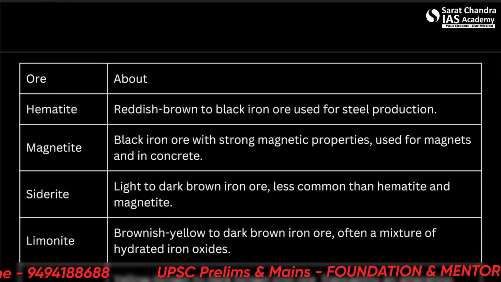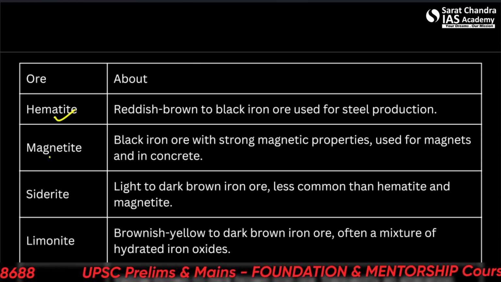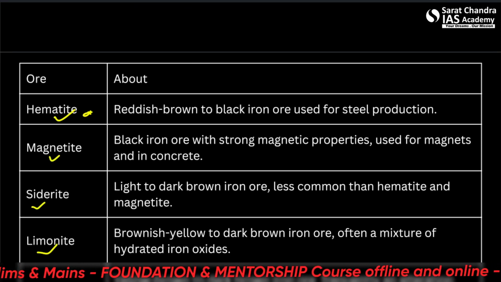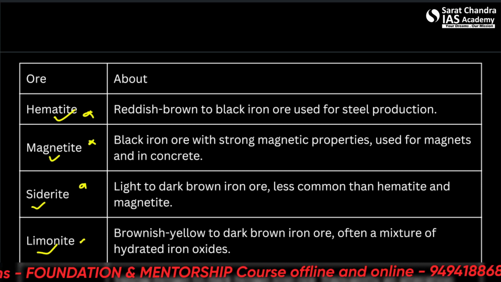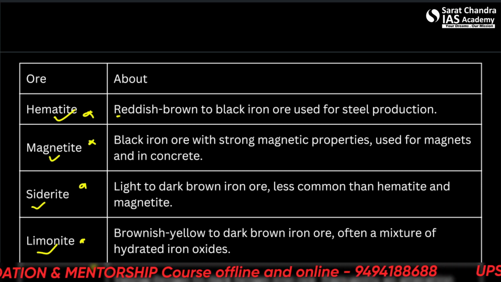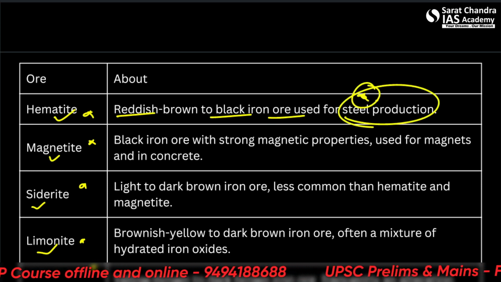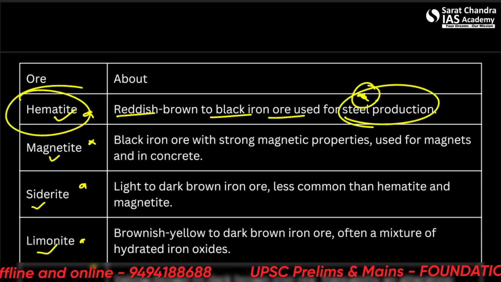Okay, let's talk about its ores. So hematite, magnetite, siderite, limonite, and goethite. These are the most remembered ores, I hope. Everybody has remembered these. So, reddish brown to black iron ore used for steel production, as we have already talked about. Hematite is the most used iron ore.